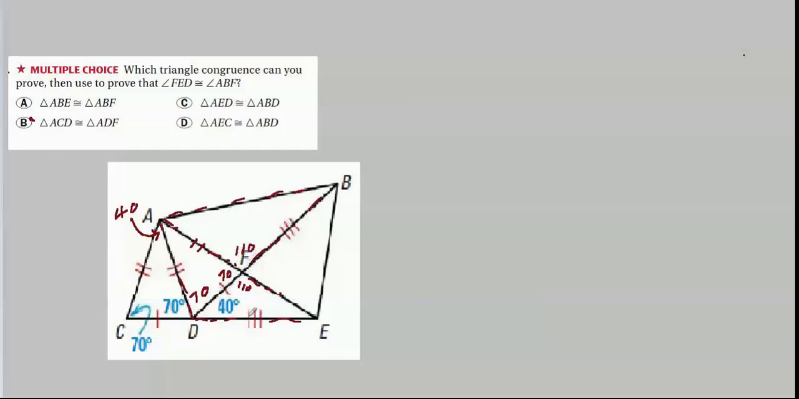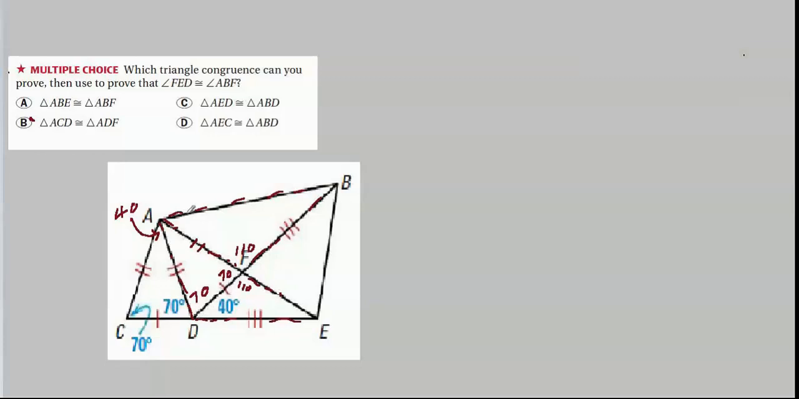Now what do we have? We have this side is congruent to this side. We have this side congruent to this side. And this angle in the middle here is 40 plus 70. That's 110. Well, this angle in between, that's 110. So this ABF triangle, we can now see is congruent to AED. We couldn't do that right off the bat.